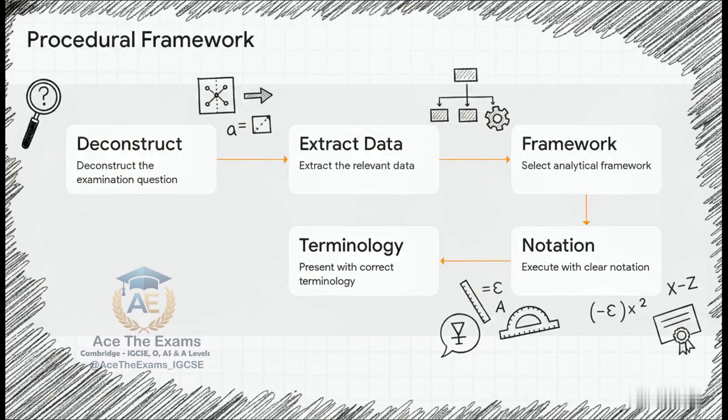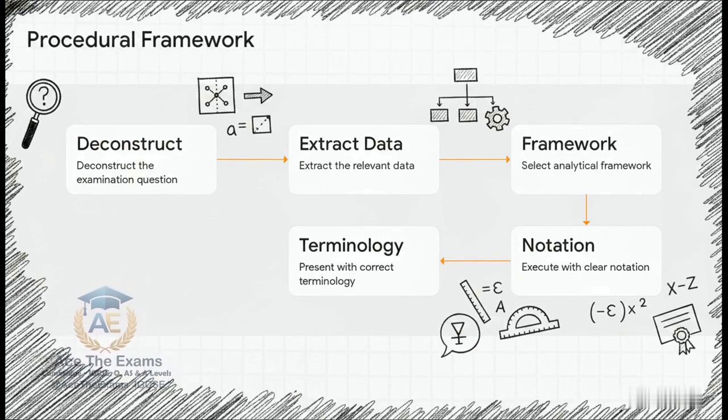To make sure you are capturing every single method mark on the table, you've got to lock in this 5-step procedural framework. Examiners are practically begging students to do this. Step 1, deconstruct the question.